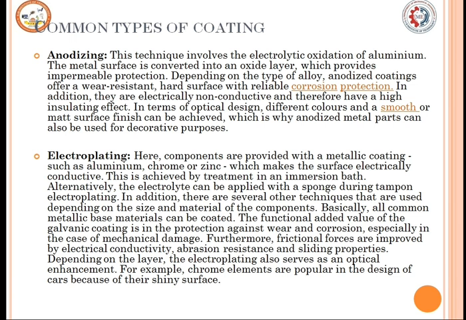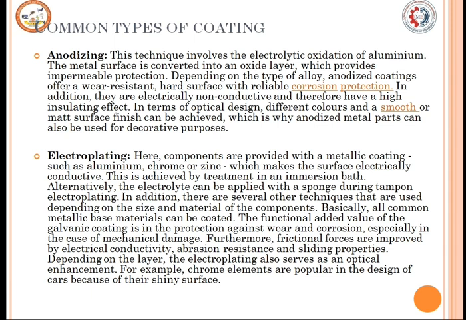In electroplating, components are provided with a metallic coating such as aluminum, chromium or zinc, which makes the surface electrically conductive. This is achieved by immersion in a bath filled with chemical. Electrolyte can be applied with a sponge during damp-on electroplating. There are several other techniques which can be used depending upon the size and material of the component. If the size is too big, electroplating cannot be done. All common metallic bases can be coated.